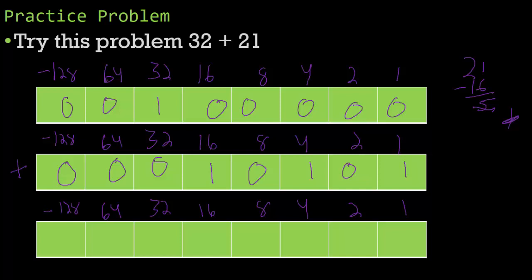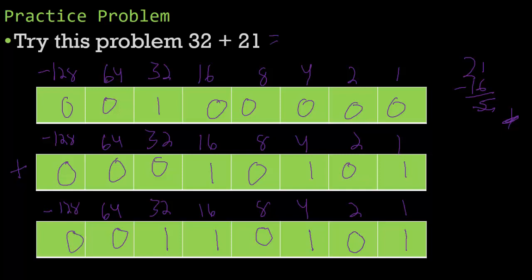32 plus 21. When we have 0 and 1, anything added to 0 is going to be itself. Then we have 0 plus 0. Then we have 0 plus 1. That's a 1 again. 0 plus 0. 0 plus 1. 1 plus 0 is 1. And then, very, very easy problem.